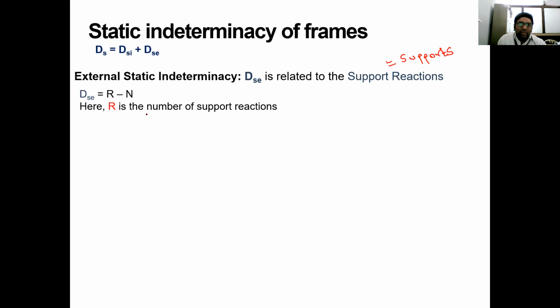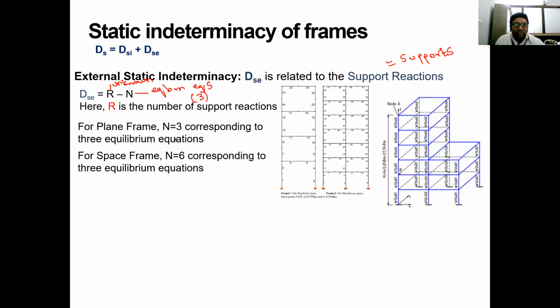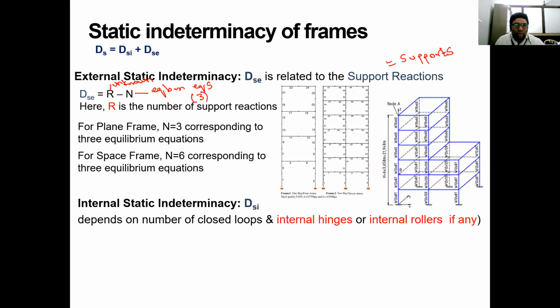So what does that mean? This is like our beam case. Degree of static indeterminacy, which is the external static indeterminacy, is equal to the number of unknown reactions minus the known equations of equilibrium. So these are unknown reactions, and this is equilibrium equations. How many are there? 3 for 2D. For a plane frame, n is equal to 3. Correct, right? So the equations of equilibrium are 3. For a space frame, it is 6.